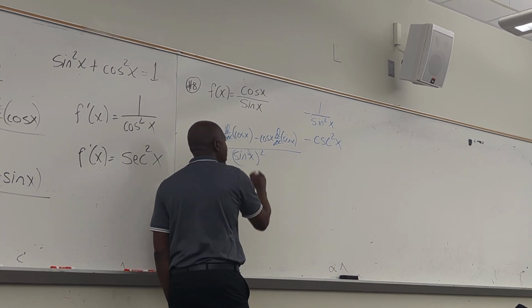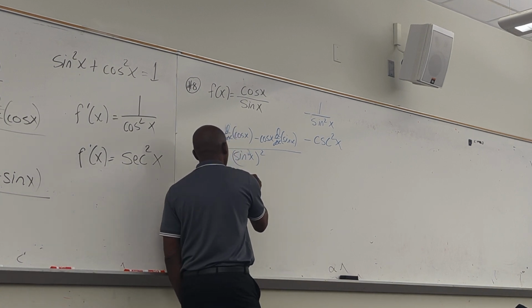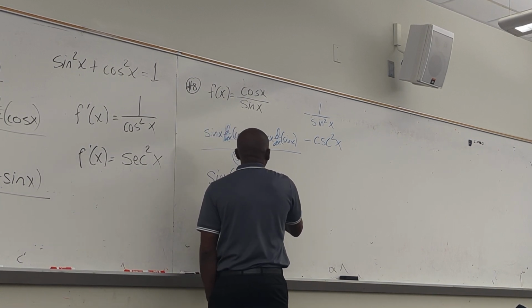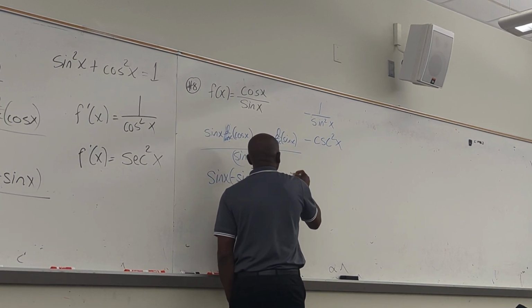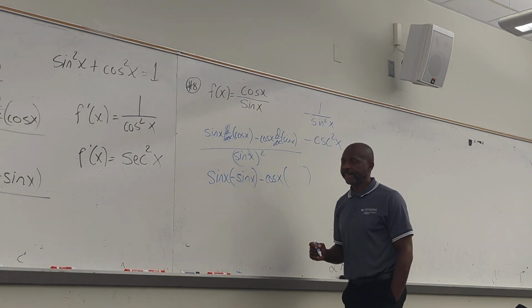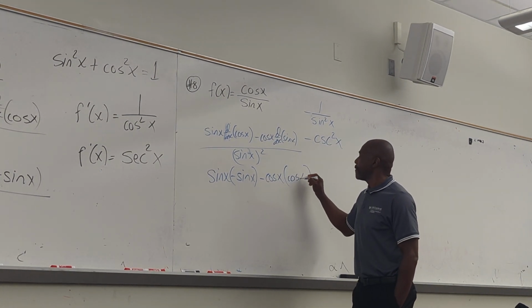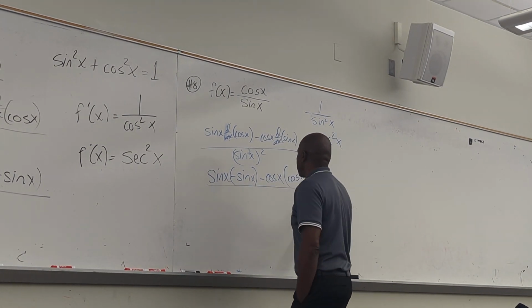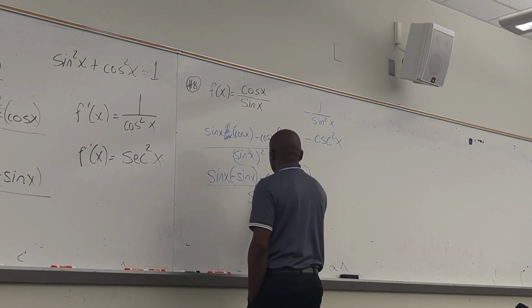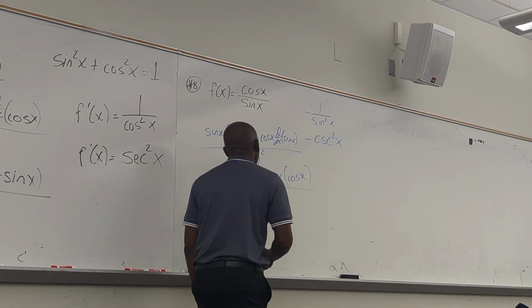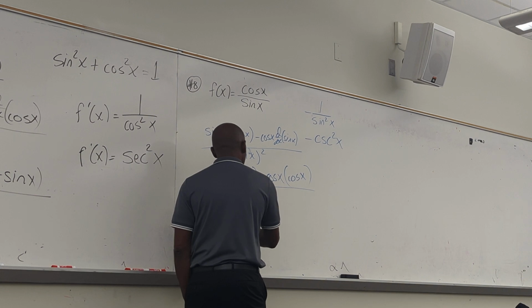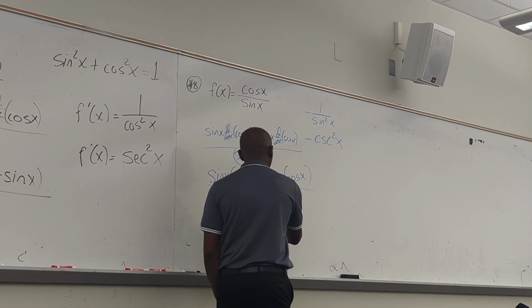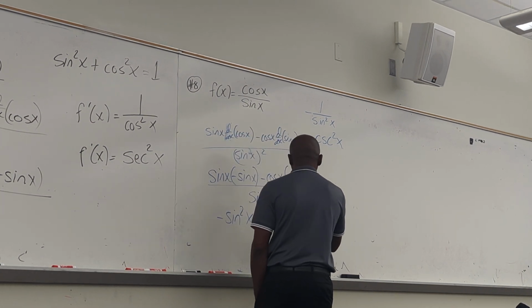What's the derivative of cosine x? Negative sine x. And then minus cosine x. What's the derivative of sine x? Cosine x. All over sine squared x. And that became negative sine squared x minus cosine squared x.